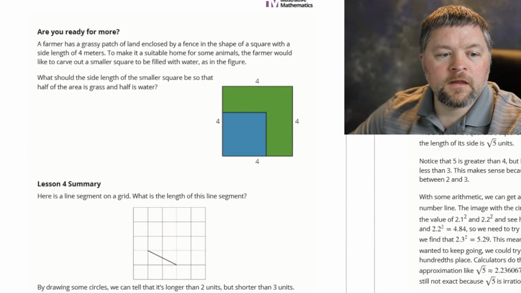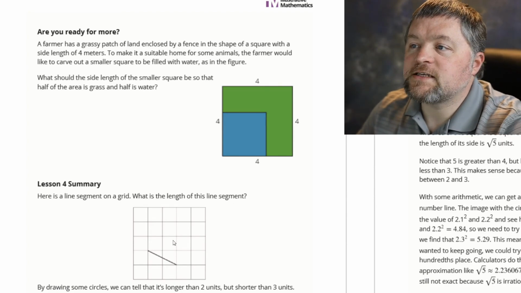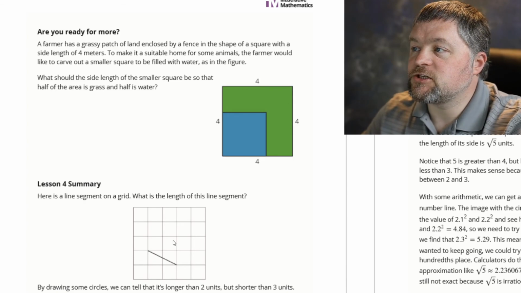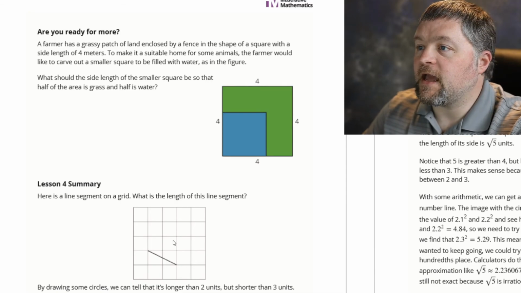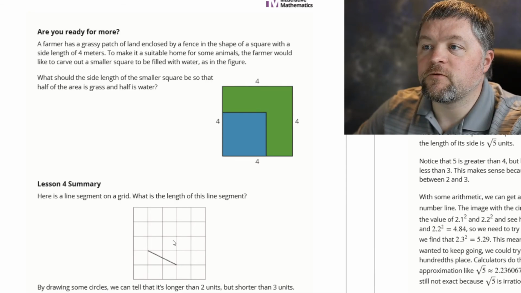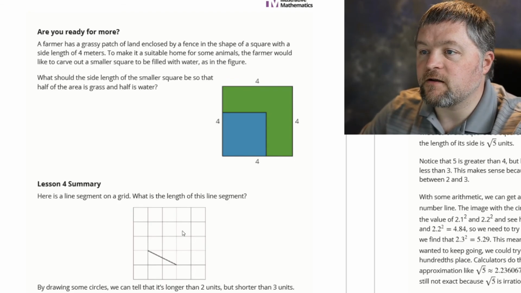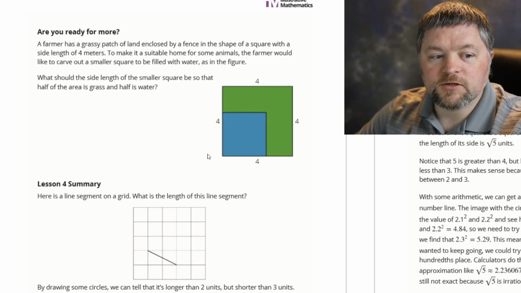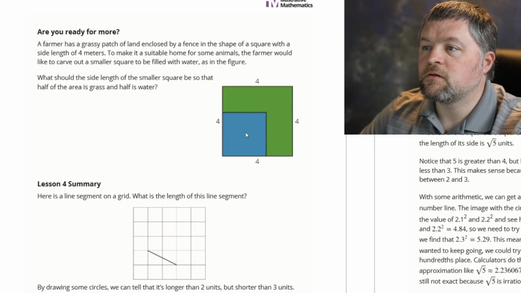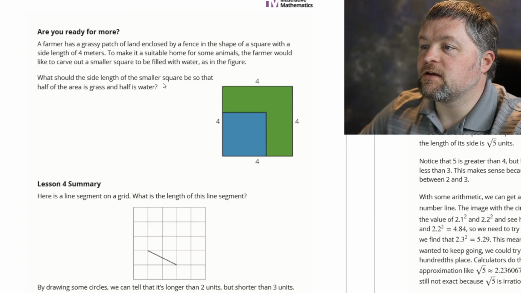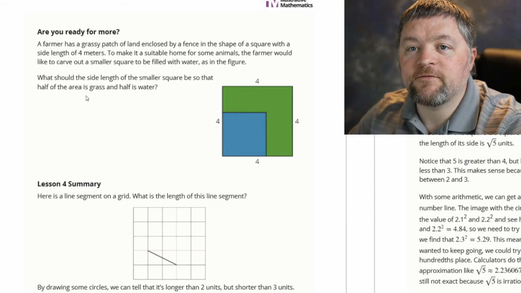Are you ready for more? A farmer has a grassy patch of land enclosed by a fence in the shape of a square with a side length of 4 meters. To make a suitable home for some animals, the farmer would like to carve out a smaller square to be filled with water as in the figure. So we had a 4 by 4 square. We want this smaller one to be, what would the side length of the smaller square be, so that half of the area is grass and half of the area is water.